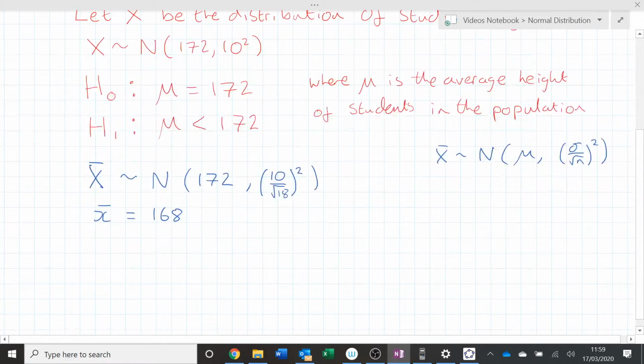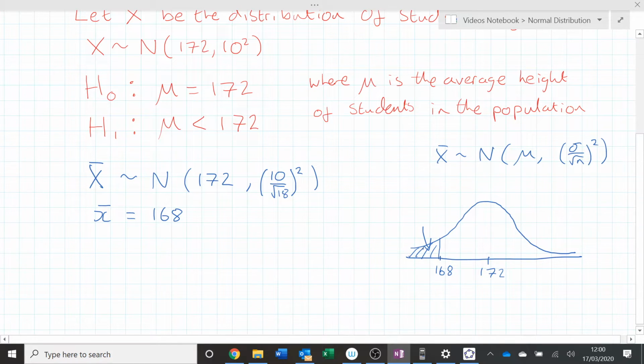Okay, so what does this mean? Well, it means we've got a normal distribution that looks something like this. It has an average of 172, and 168 is somewhere like this. Now, what I want is to find this probability, because what I want to see is whether this 168 is in the bottom extreme value. Is it an extreme value?